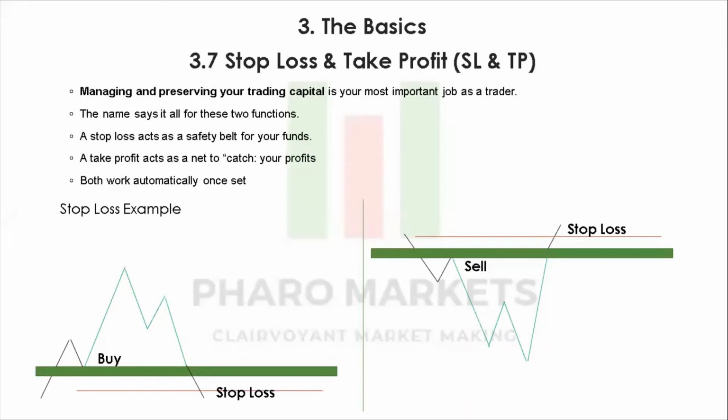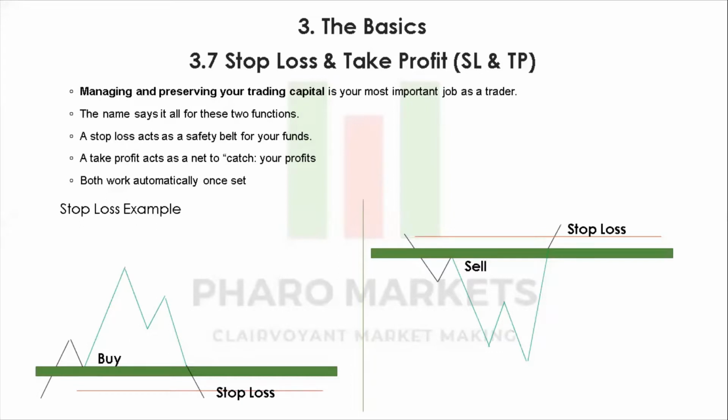Alright, good evening. So to continue our session, let's talk about stop loss and take profit. Managing and preserving your capital is the most important thing as a trader. So your stop loss and take profit basically play the role of your risk to reward ratio, if that makes sense. Now the name says all for these two functions. The stop loss stops your loss and the take profit takes your profit.